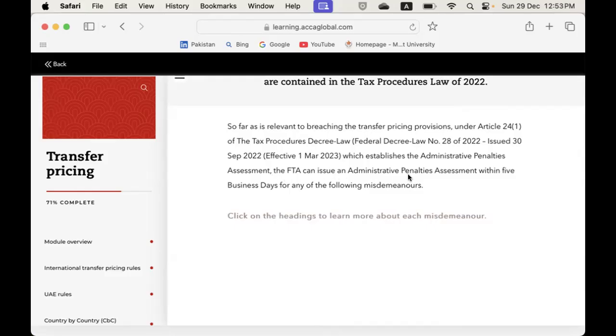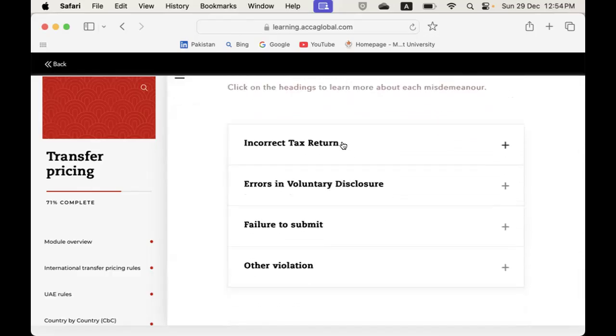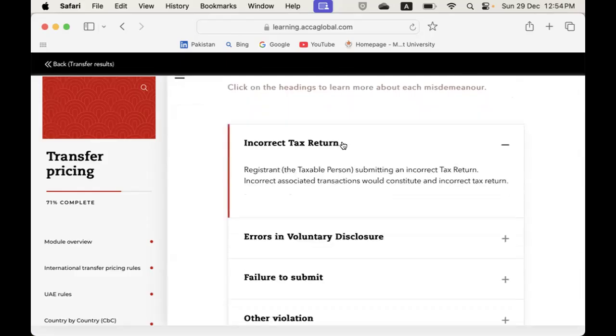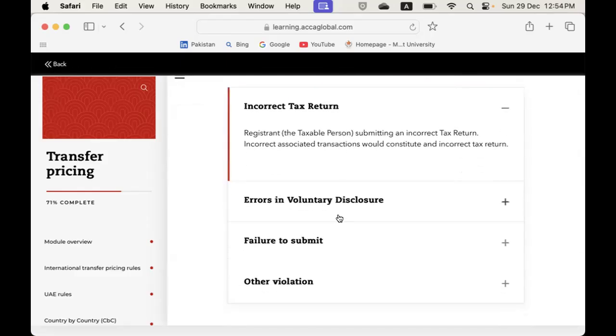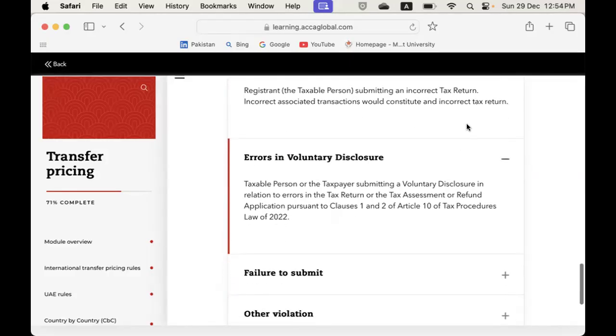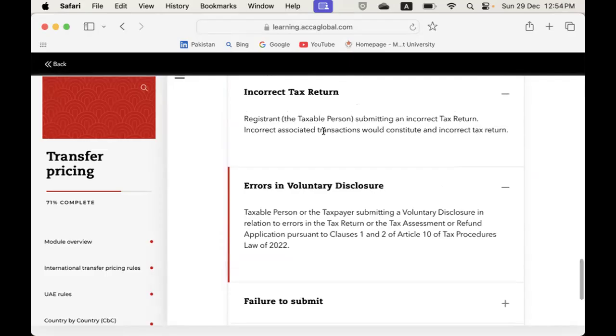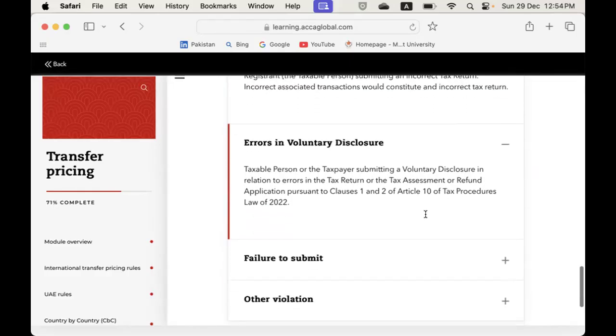The FTA can issue an administrative penalties assessment within 5 business days for any of the following misdemeanors. It may not be directly related to transfer pricing, but in general these are the violations that a taxable person can commit, and they will be issued a penalty. Incorrect tax return: the taxable person submitting an incorrect tax return. Incorrect associated transactions would constitute an incorrect tax return, right? So now the course author is connecting this with transfer pricing. By saying incorrect associated transactions, meaning related party transactions, would constitute the filing of an incorrect tax return.